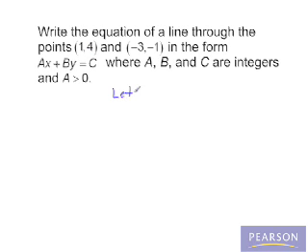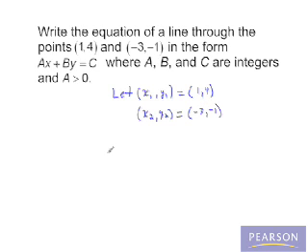Let x1, y1 be the point (1, 4), and let x2, y2 be our second point, (-3, -1). And we will plug these points into the slope formula. Recall, slope is found by taking y2 minus y1 over x2 minus x1.